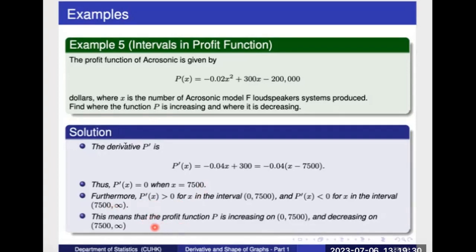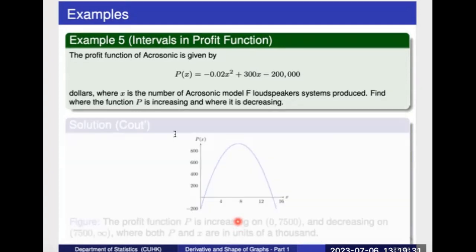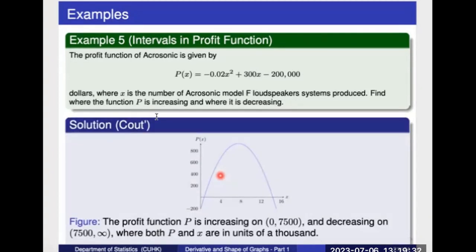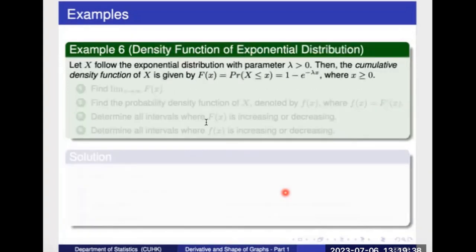You can see a graph of P on the screen that shows the sign of the derivative in each region. Based on this graph, we can conclude that the profit function P is increasing on 0 to 7,500 and decreasing on 7,500 to positive infinity. The last example is an application of derivative in statistics.